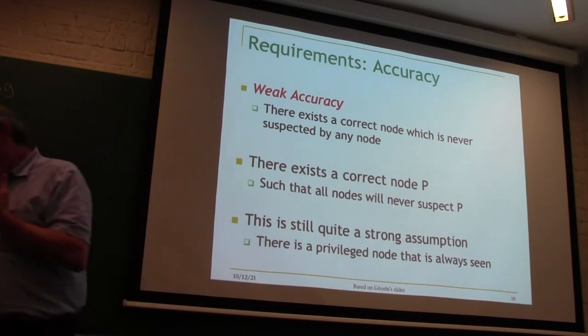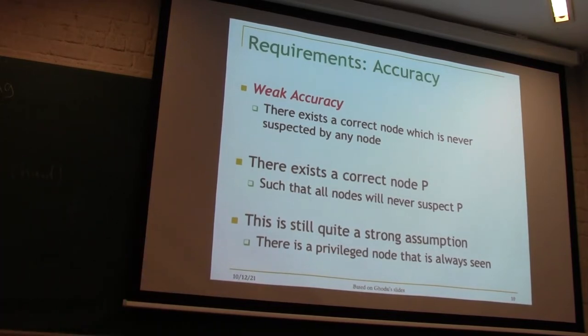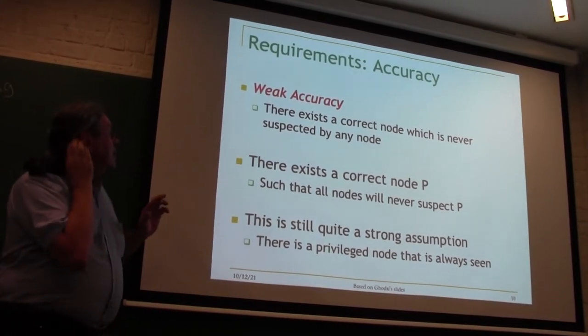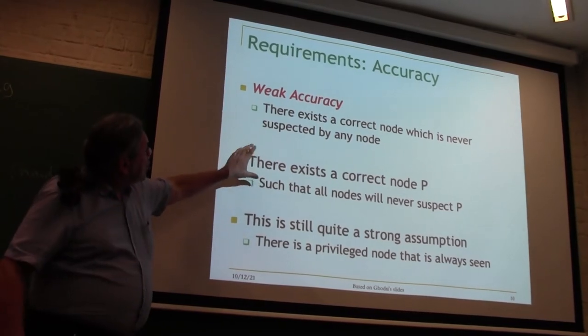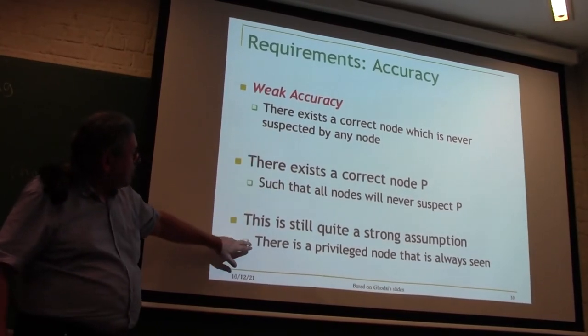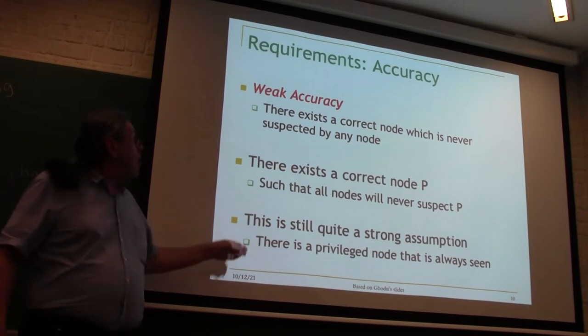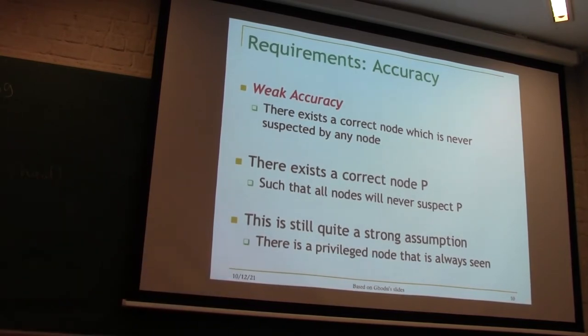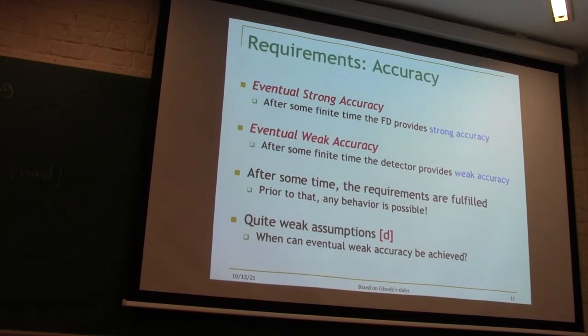When I open my mouth, that's when you have to be careful, okay? When I stay silent, it doesn't really matter, okay? So weak accuracy, you can consider to be the players. There are nodes that are always seen, okay, by everybody. So those could be like the football players in the stadium, okay? So those are the kind of properties that we're worrying about.